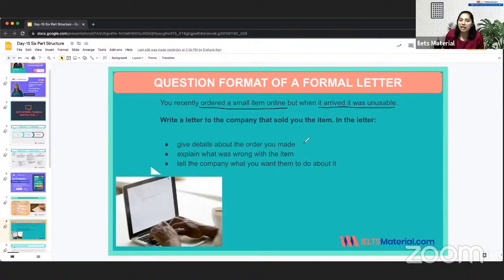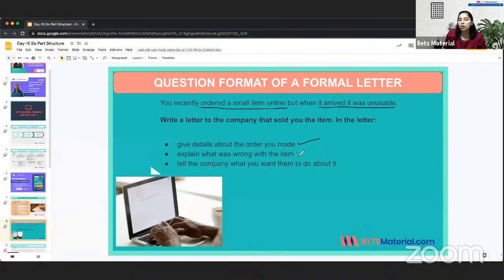So the first point that you will be writing about is, give details about the order you made. So what would be the details? The details would be related to the item, the product that you purchased, and you are going to describe that in detail. When did you purchase? How did you make the order? And also after how long it reached your place, and you opened it, and then you realized that this is not going to be used by you, or it is of no use to you. So you need to write that.